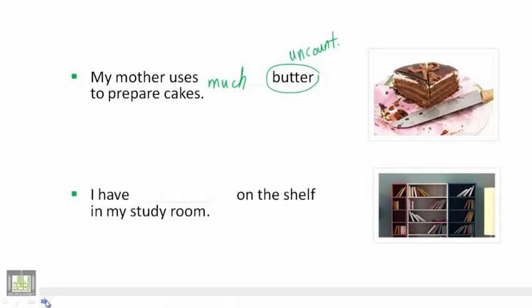Again, as you can see, we have many shelves with books on them, so I have many books, because as you can see, books is countable noun.